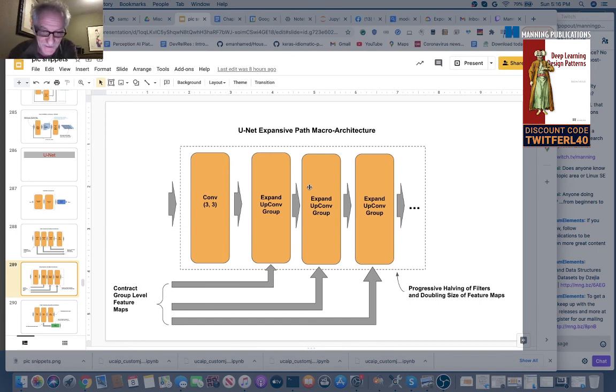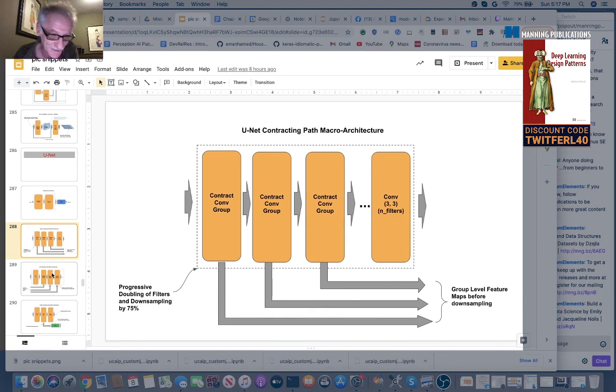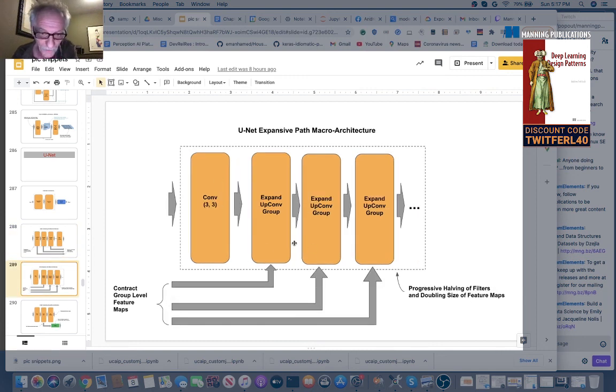Okay, so the expansive side basically does the opposite. Every group doubles the size of the feature maps, but reduces their number by 1/2. Exact mirror opposite. Now the interesting question is, where is the input coming from? This arrow means that the output from the contracting side becomes the input here, and it is driven through. All these other groups take a second input, not just this primary input, but an input that's specific to the mirror on the contracting side.